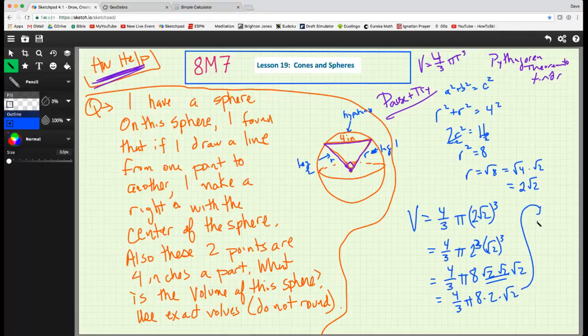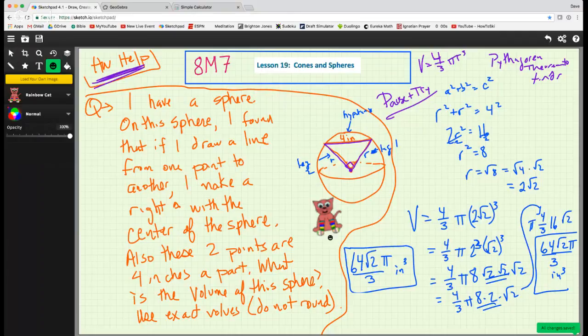I'm going to reorder things a little bit. 4 pi times 4/3. I'm going to combine 8 and 2 into 16 root 2. So my answer is 64 root 2 over 3 pi inches cubed. Let me write it again a little bit more neatly. 64 root 2 pi over 3 inches cubed.